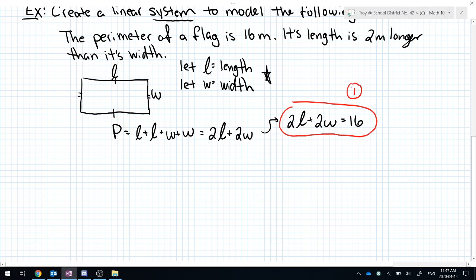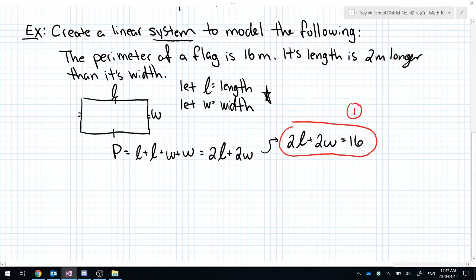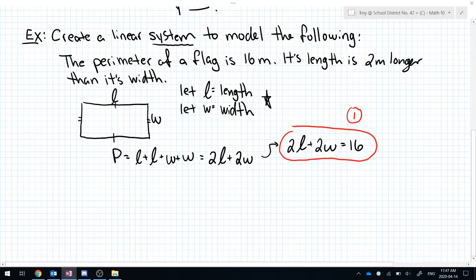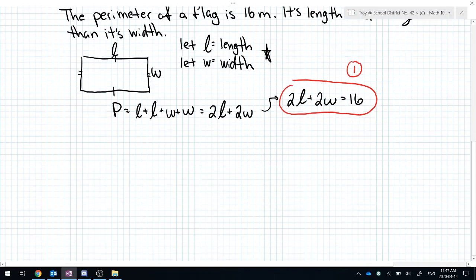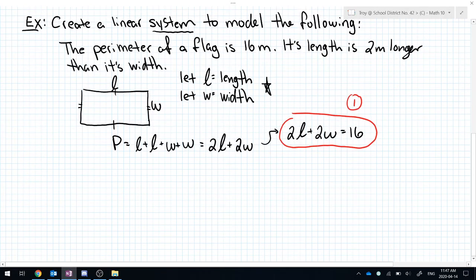Okay, so notice there's only L and there's only W. There's no other variables there. Okay, and now we can make an equation for the second part. The second piece of information, which is the length is 2 meters longer than the width. Well, how would we write that in an equation? So, well, what's longer? Its length is 2 meters longer than its width. So we know the length is going to be longer.